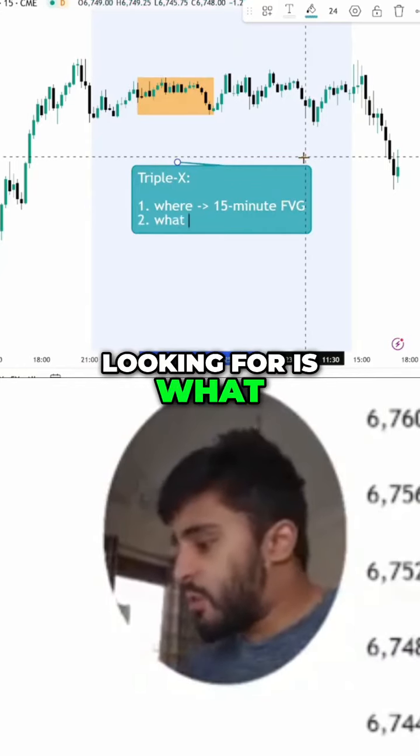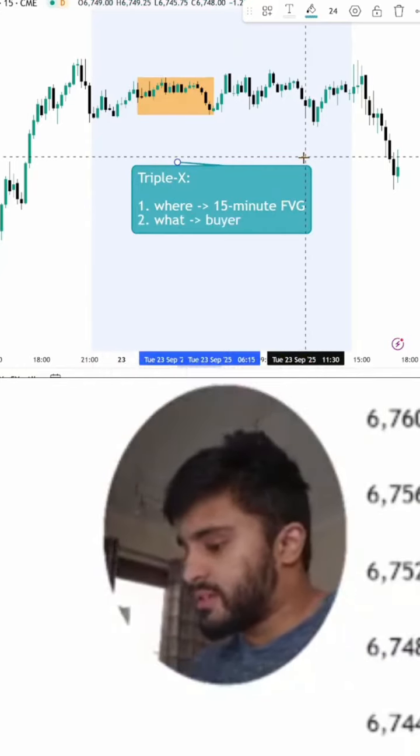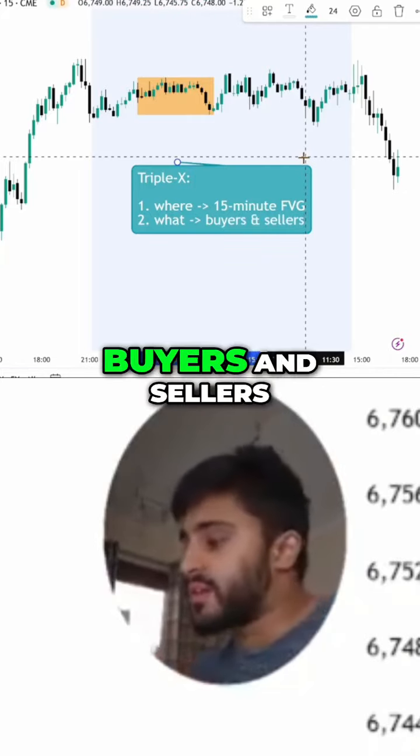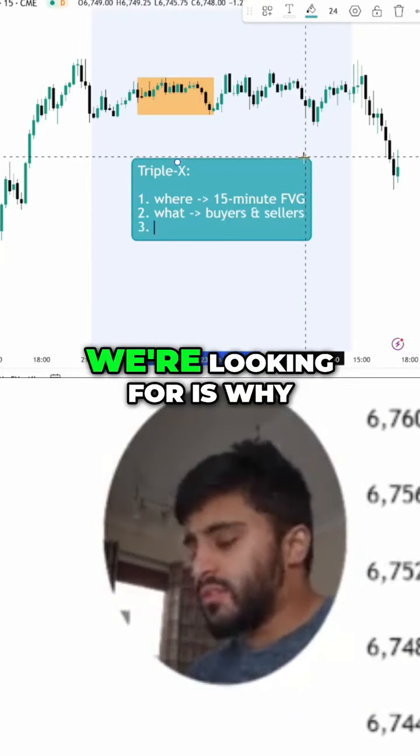The next thing you're looking for is what to look for specifically. So we're looking for buyers and sellers. When we enter the key level, we want to know who's in control between buyers and sellers. And the last thing we're looking for is why.